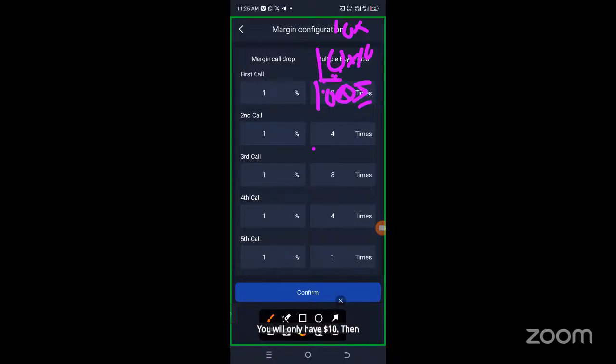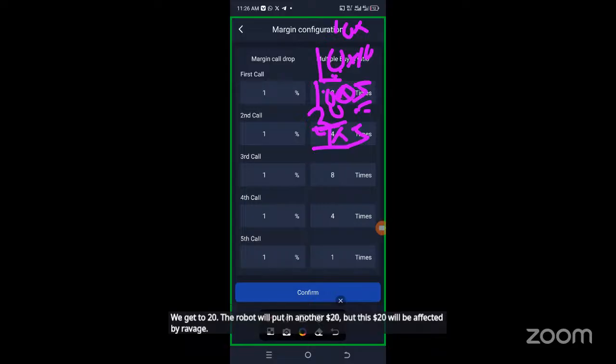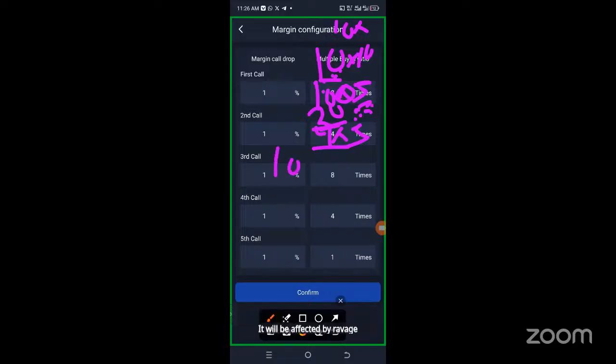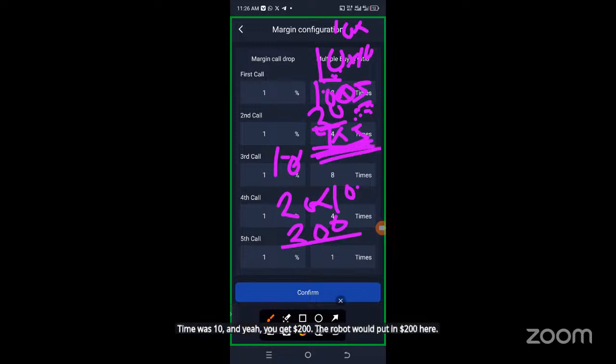Then here we have a 4, which is 4 times 5. We get 20. The robot will put in another $20, but this $20 will be affected by leverage of 10x, which is 20 times 10, and here you get $200. The robot will put in $200 here. On 200, you will only have $20.